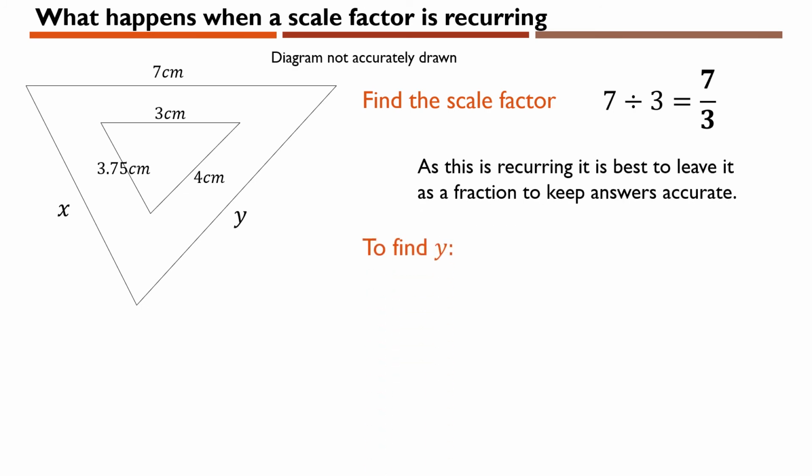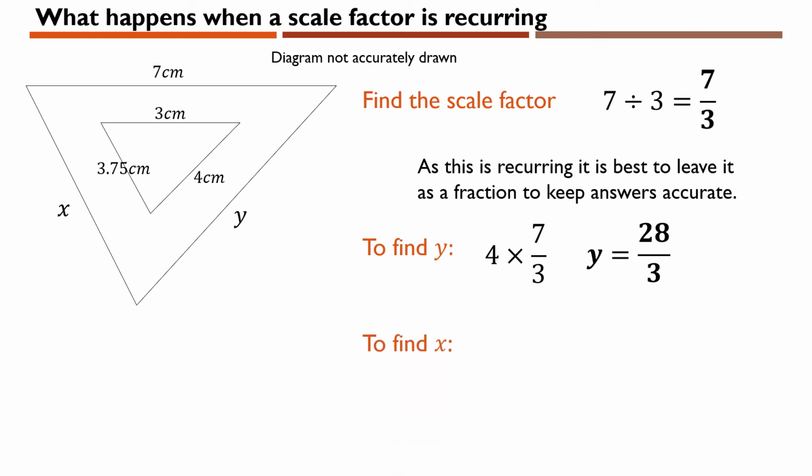So to find y, I've got my 4 and my y, so I'm going to do 4 times 7 over 3. I'm going to keep it accurate, and that gives me 28 over 3. If you're wondering where that came from, you might remember back to multiplying fractions. 4 is the same as 4 over 1, so we're effectively doing 4 times 7 and then 1 times 3. So 4 times 7 is 28, 1 times 3 is 3. And we're going to leave it as an improper fraction, but you could change it if you wanted to.